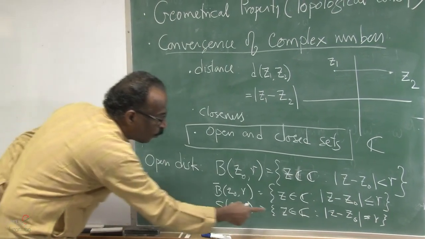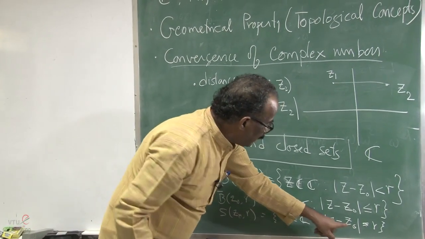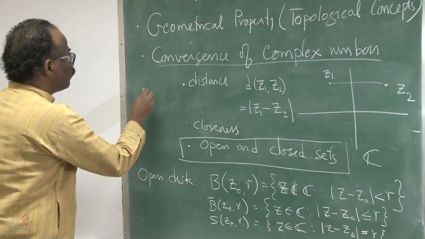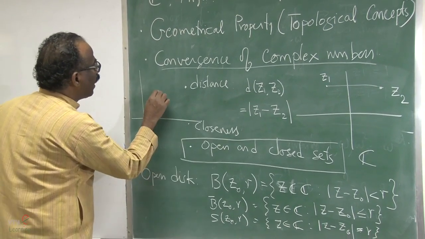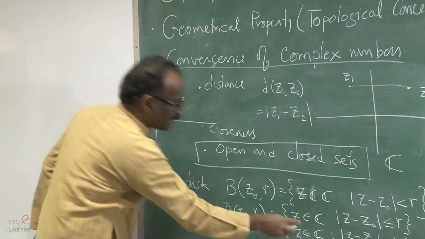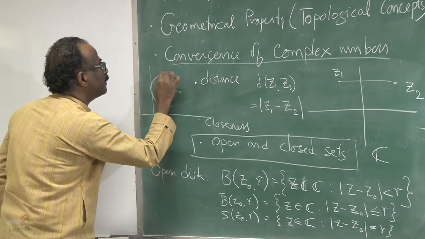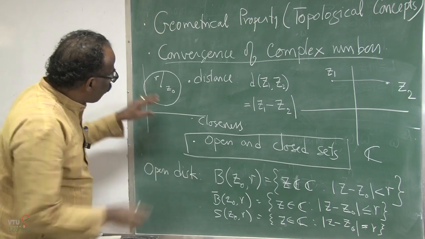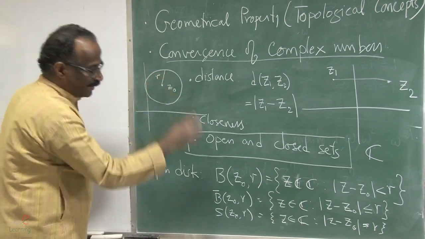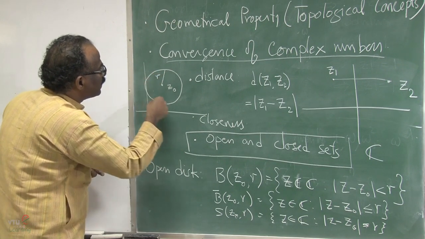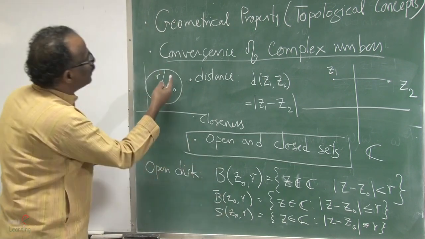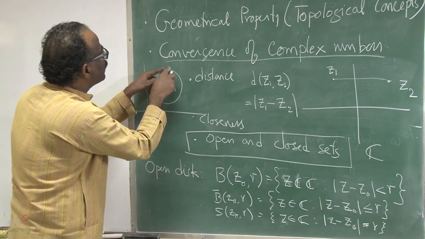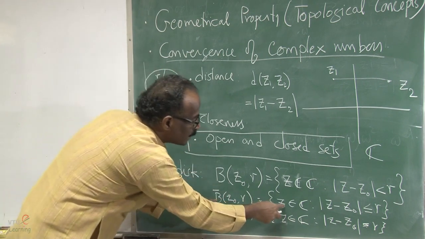Now, mod z minus z naught is the distance from z naught to z, and here it is a constant. So that means it's a circle. If you have your complex number system and your z naught here, this set S is nothing but the circle, and this is your R. B is the set of points inside, B bar is the set of points inside together with the set of points on the circle, and the last one, S, is the set of points on the circle. So B is open because there are no points on the circle, while B bar includes the points on the circle.